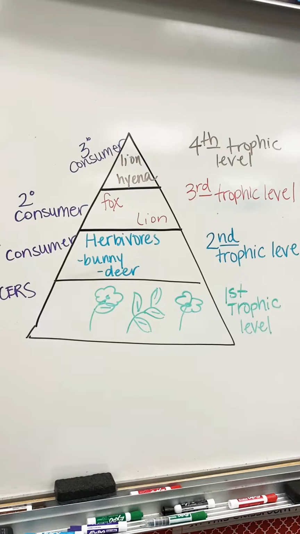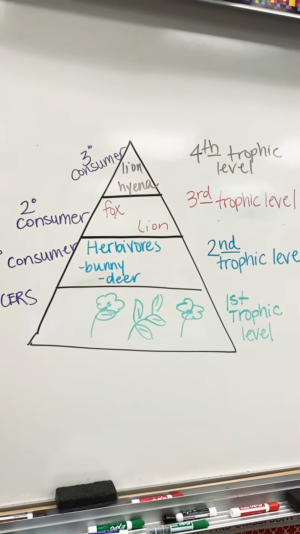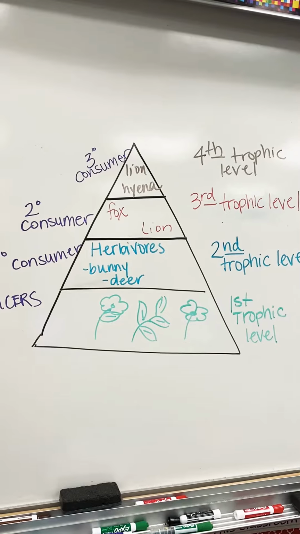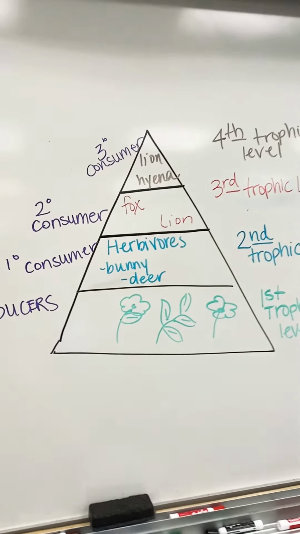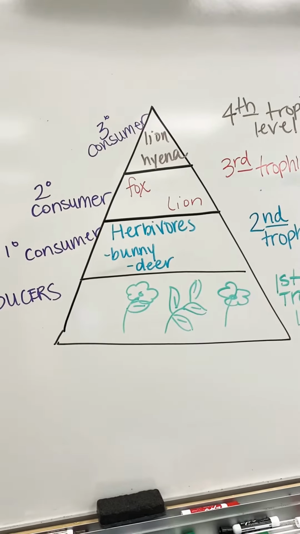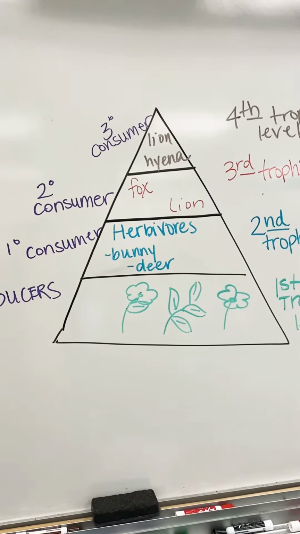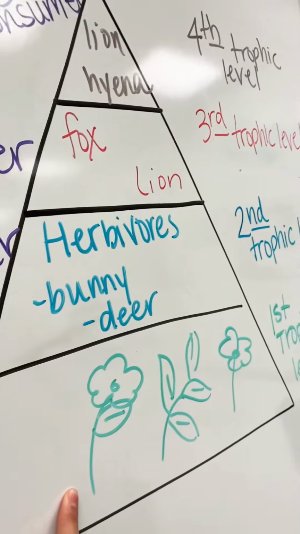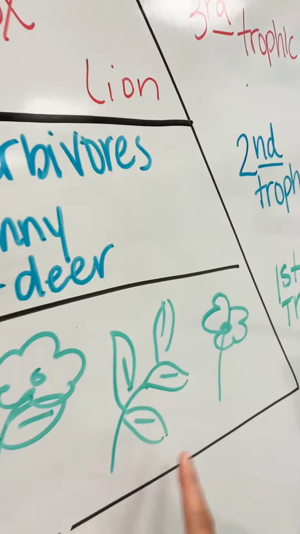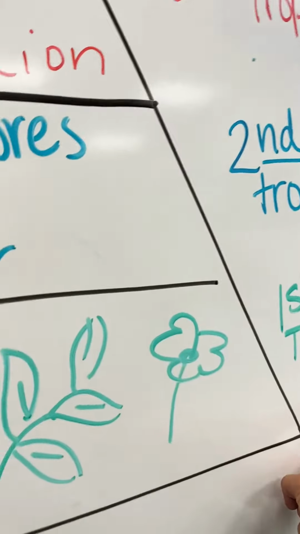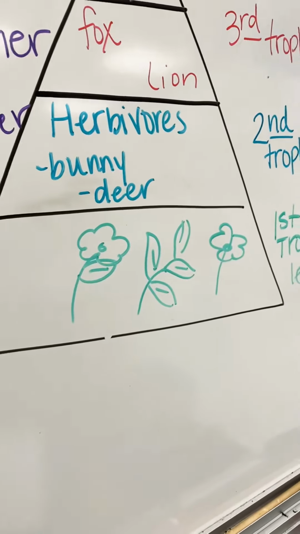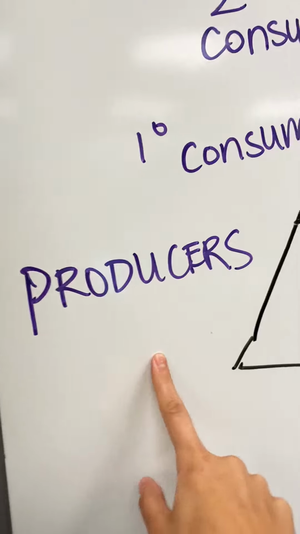So a trophic level is another term that ecologists use to explain feeding relationships in an ecosystem. So trophic means feeding, and every member of a food chain is on a particular trophic level. So for example, here is my bottom trophic level, and you can see that I have plants. So that is my first trophic level. My first trophic level is always going to be made up of my producers, okay?